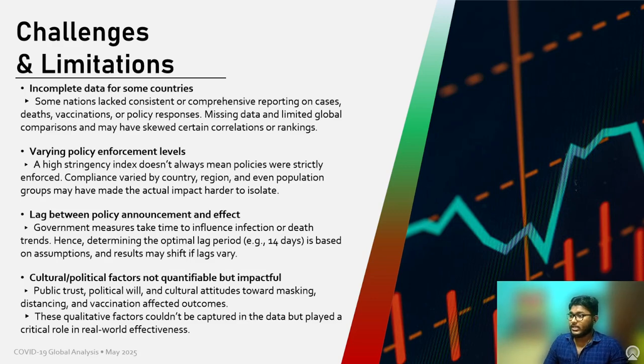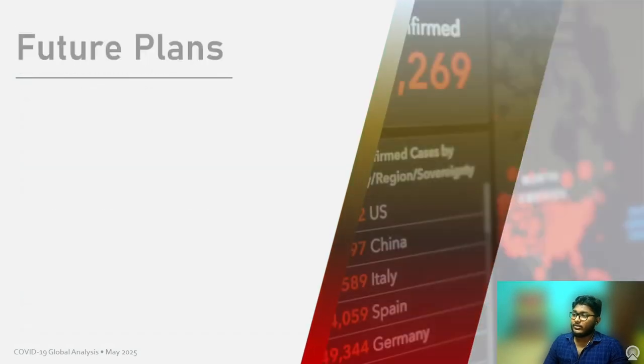And finally, cultural and political factors that are not quantifiable but actually very impactful. Public trust, political will, and cultural attitudes towards masking, distancing, and vaccination affected outcomes. These qualitative factors could not be captured in data but played a very critical role in real-world effectiveness. Now, what's the future plan?